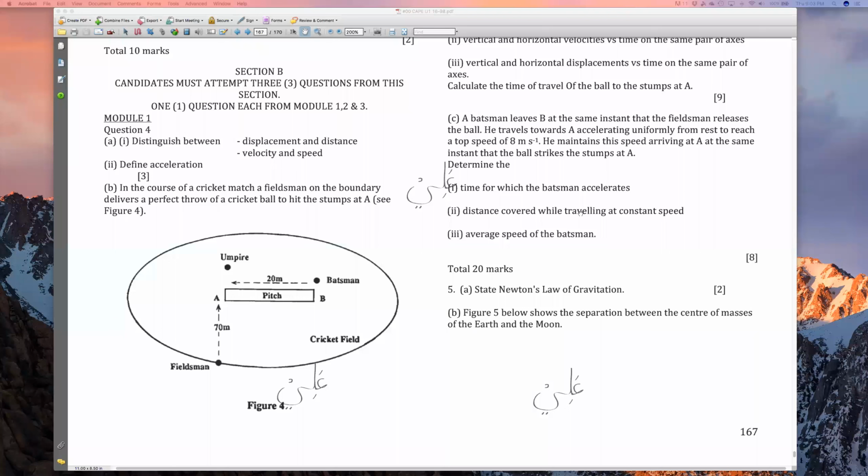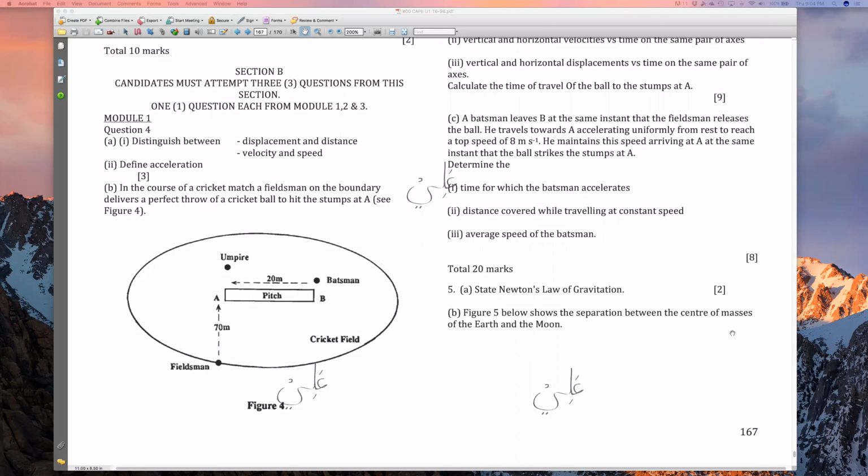Tonight we're meeting to deal with questions on gravitation. 3 specific questions. The first one is page 167, question 5. The first part of the question asks, state Newton's law of gravitation, and we know that that law says that when you have two masses, the gravitational force is directly proportional to the product of the masses, and it's inversely proportional to the separation squared. So again, that's pretty straightforward.